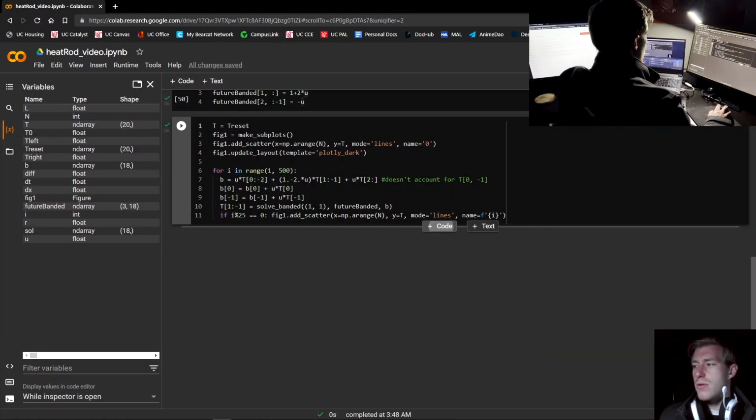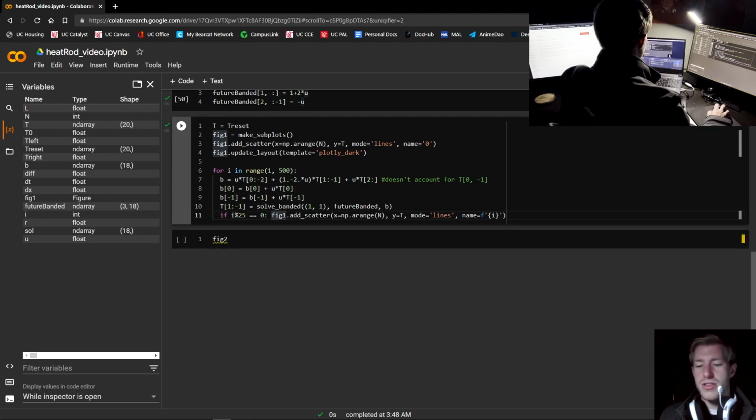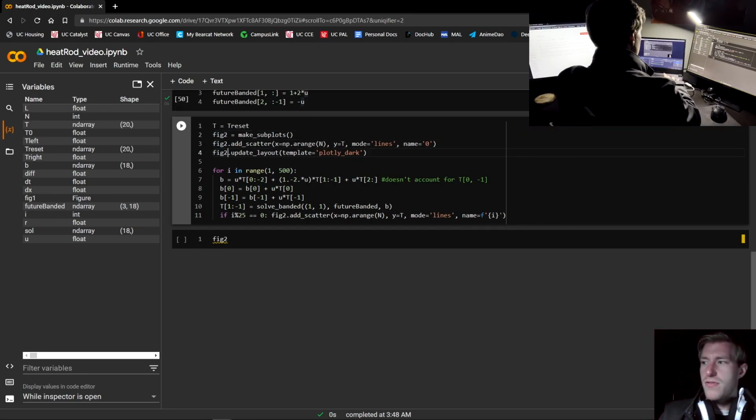We'll see what it looks like. Fig 2. This should be Fig 2 as well, so we'll fix that as well. This needs to be Fig 2. We want to make a new figure here. Fig 2, Fig 2.